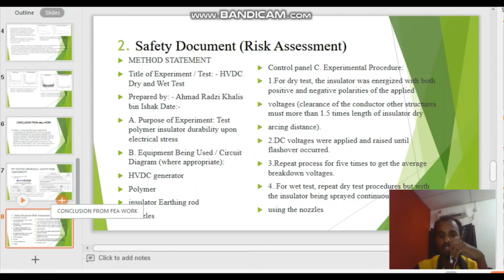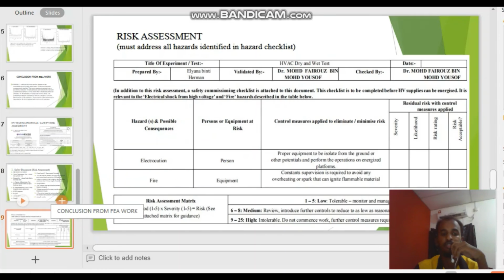For the wet test, the procedure is the same as the dry test but with the insulator being sprayed continuously using nozzles. Risk assessment must address all hazards identified in the hazard checklist. This is the hazard checklist.